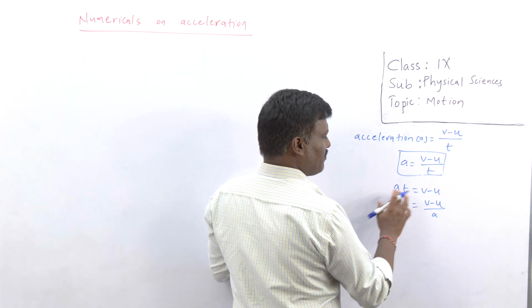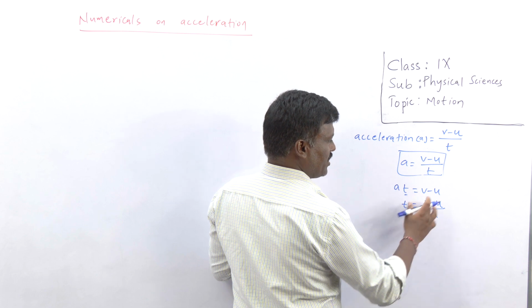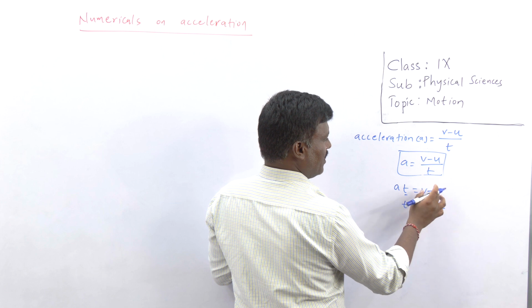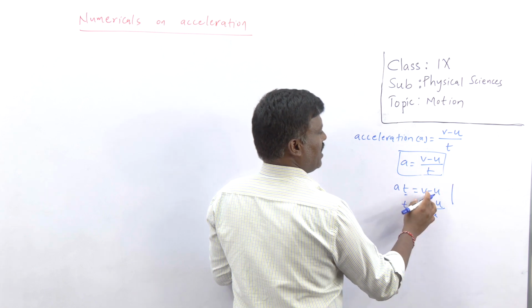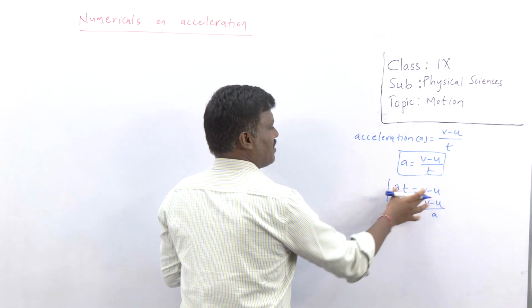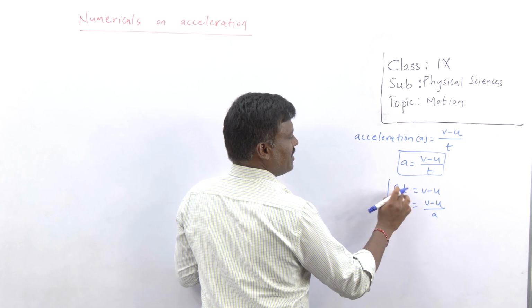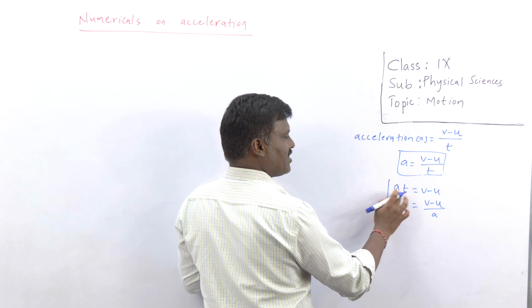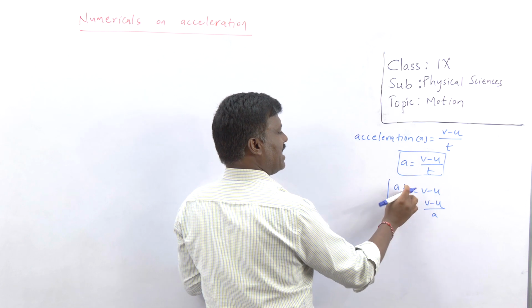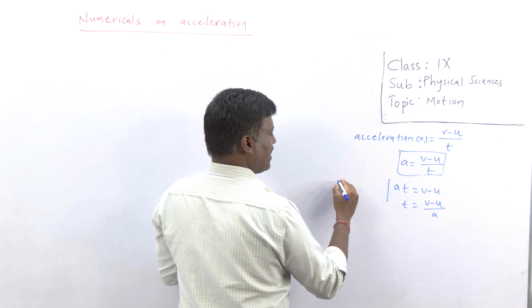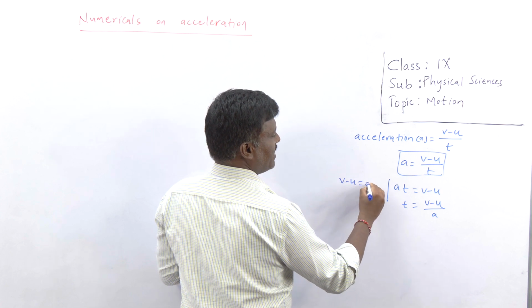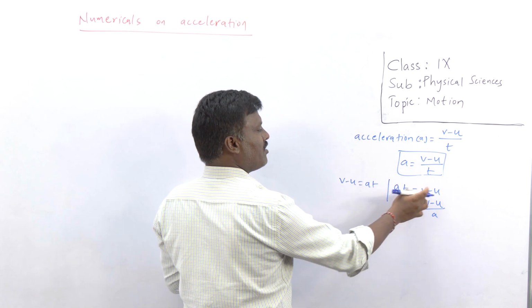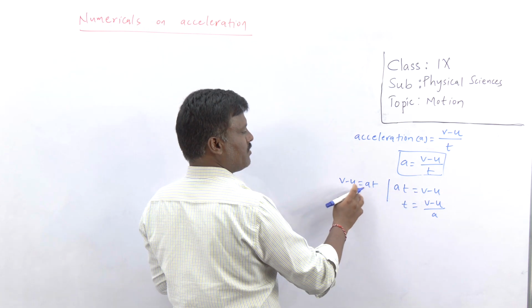So from this formula, at = v - u, which we have already discussed, I am writing that formula again here. This is the left hand side, this is the right hand side. LHS is equal to RHS. So I can write v - u as at. Because at is equal to v - u, we can write v - u = at.